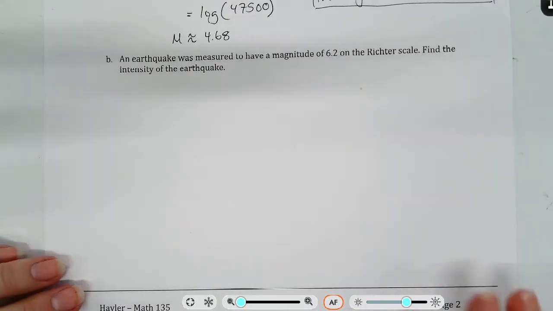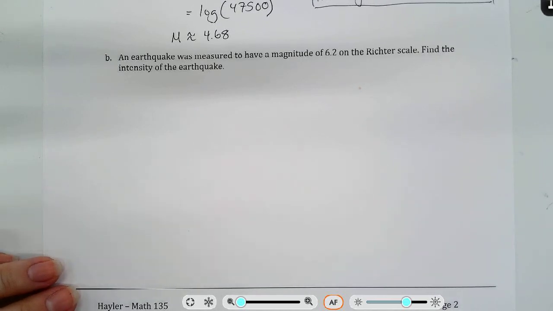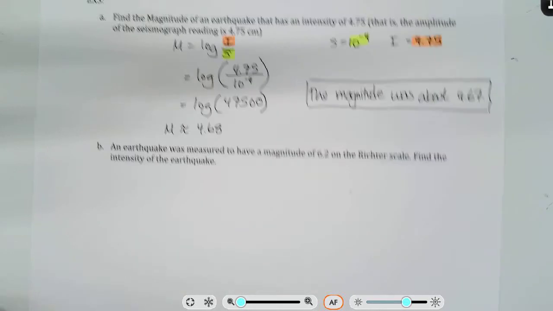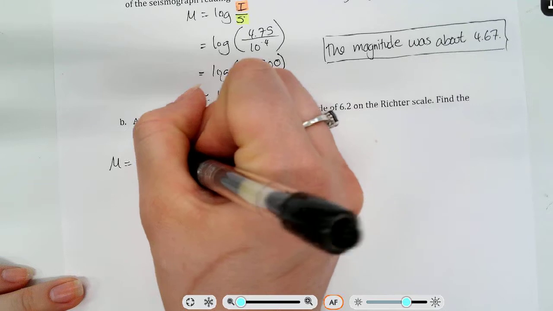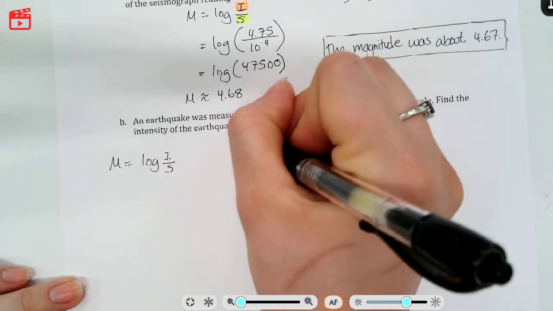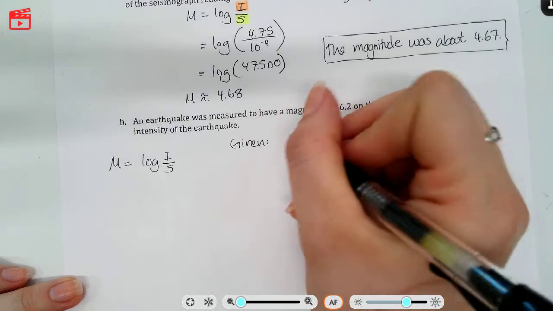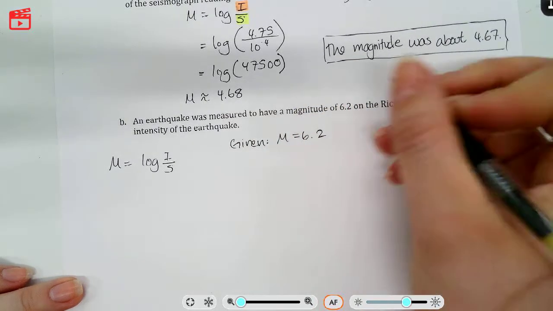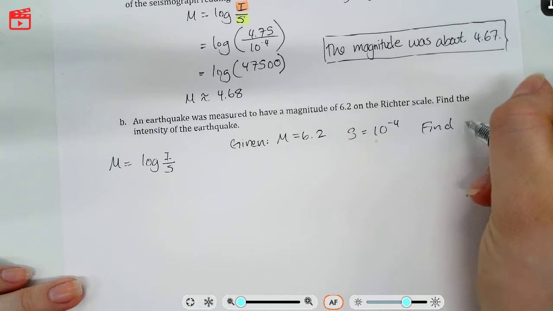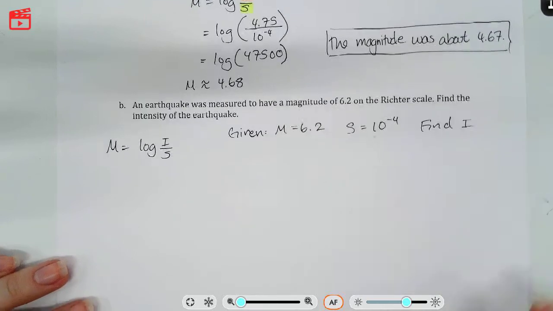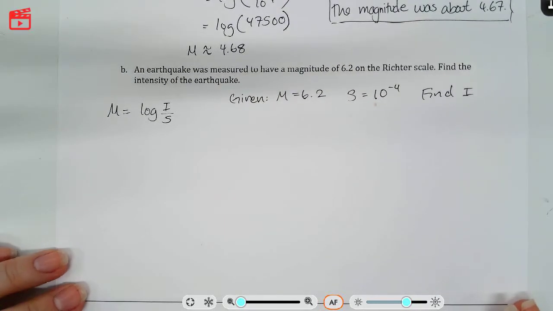All right, one more to go for this, and then we have one last way of using logarithms. So an earthquake was measured to have a magnitude of 6.2 on the Richter scale. Find the intensity of the earthquake. So this time, instead of being given I, we're given M. So we're going to use our equation, M equals log I over S. We're given that M is 6.2. We know that S is 10 to the negative 4, and we're going to find I this time. Let's first solve for I.